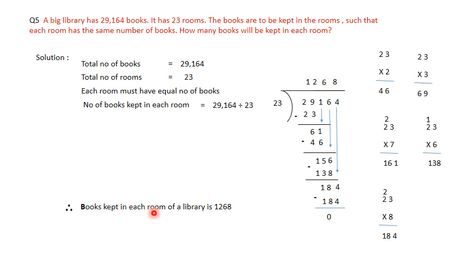Books kept in each room of a library is 1268. I hope students, whatever these 5 sums we have done, you have understood very well. Just copy down this sum. This is our last question and I hope you have understood it very well.